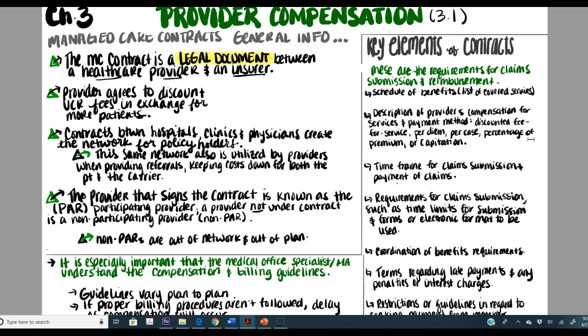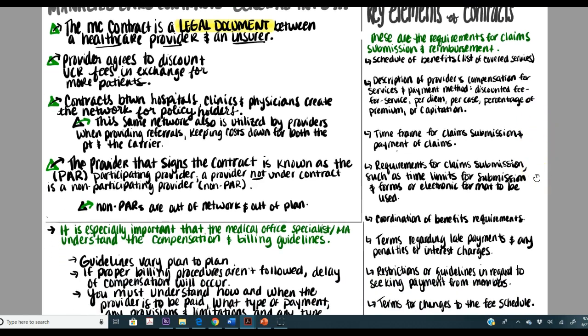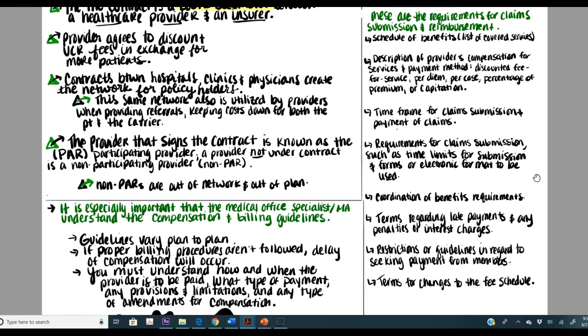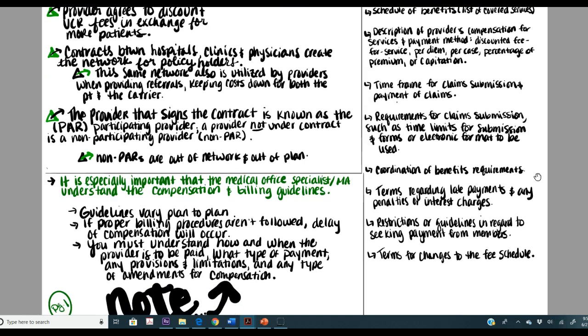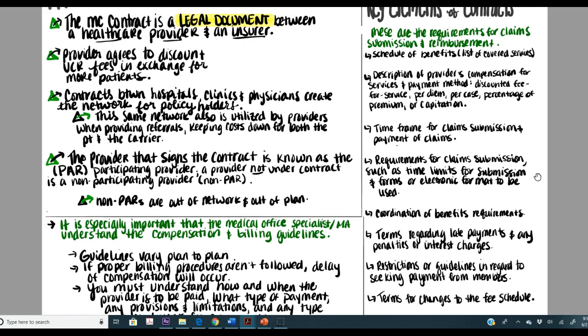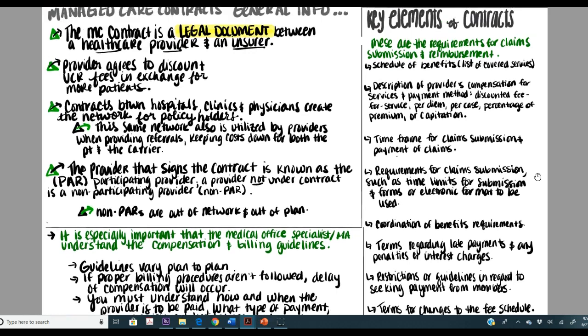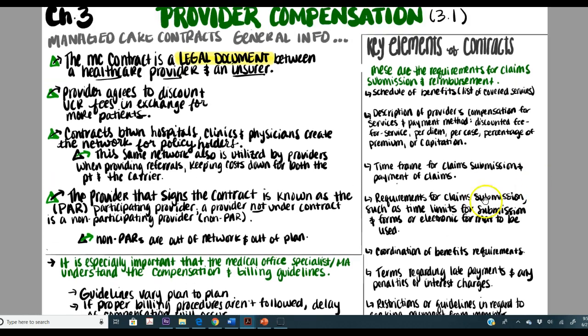The terms regarding late payments and any penalties or interest charges, any restrictions or guidelines in regard to seeking payment from members, and then lastly, the terms for changes to the fee schedule. So all of those things have to be required for claim submission and reimbursement. And they all affect how the provider is compensated. Okay, let me zoom back out here.